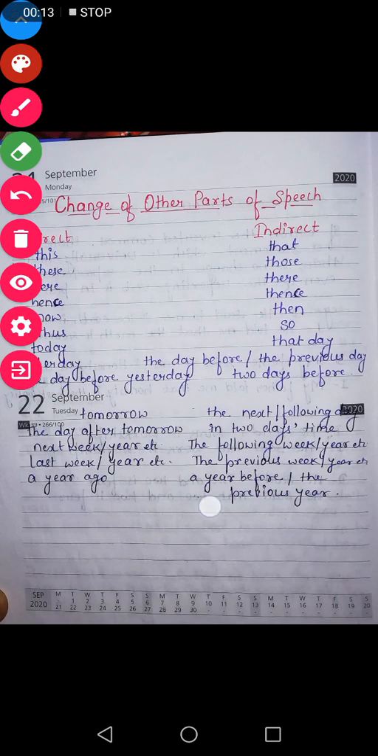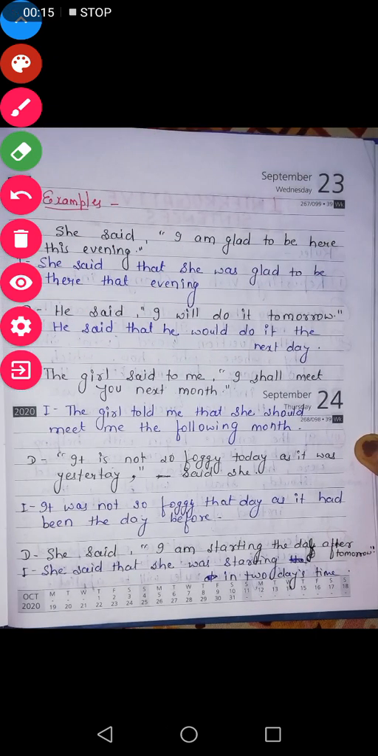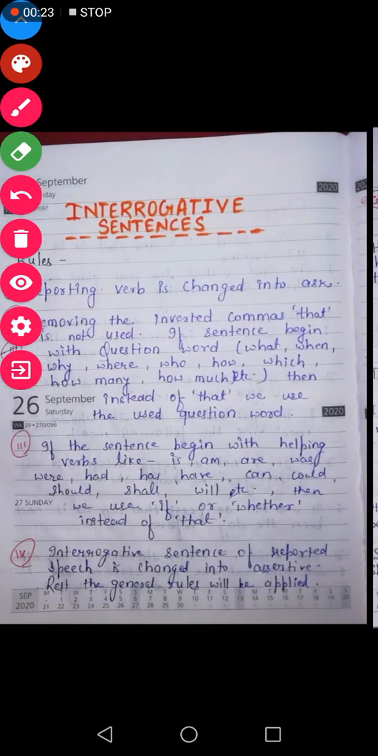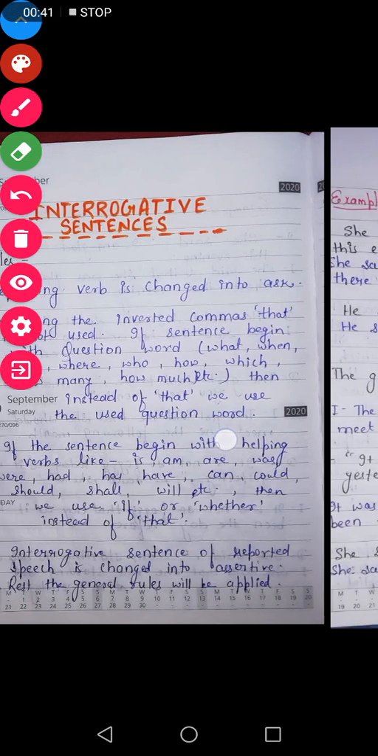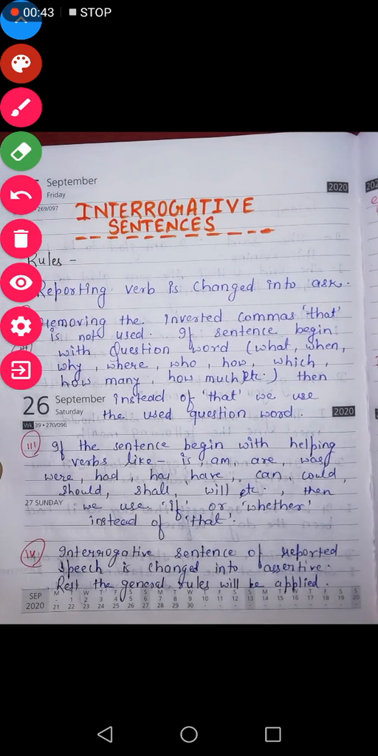So in the previous video you understood change of other parts of speech, right? With this we come to an end of the general rules of direct and indirect speech. Now we will enter the special rules of direct and indirect speech. How the interrogative sentences will be changed into indirect, how the exclamatory sentences will be changed into indirect, right? We will see this one by one. So we will begin with interrogative sentences.